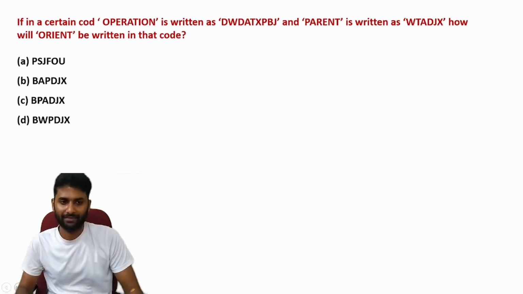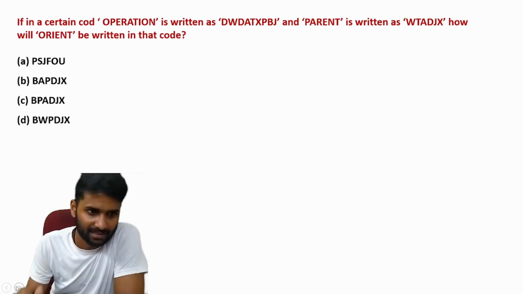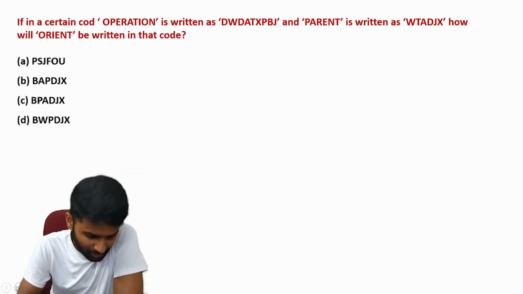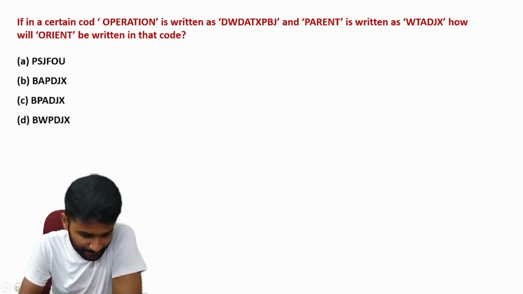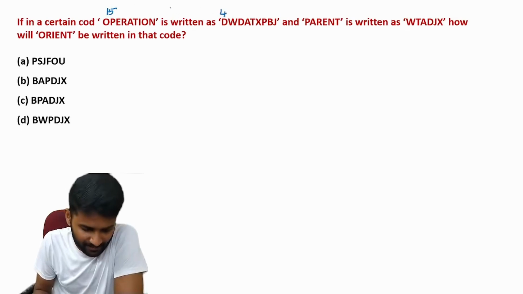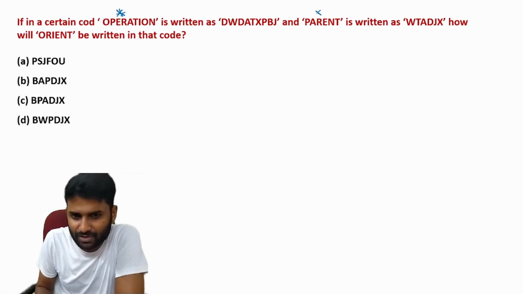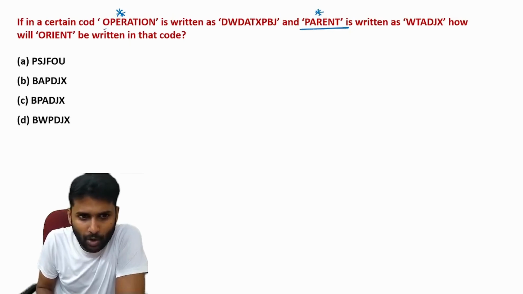In a certain code language, operation is written as DWDATXPBJ and parent is written as WTADJX. Then how will orient be written in that code? According to the same code language, how can you represent orient? Guys, if you observe the sequence, O is the 15th letter and D is the 4th letter, so there is no proper sequence here. If there is no proper sequence between the words, then my suggestion is to identify the respective words first. Here the parent, here the operation.